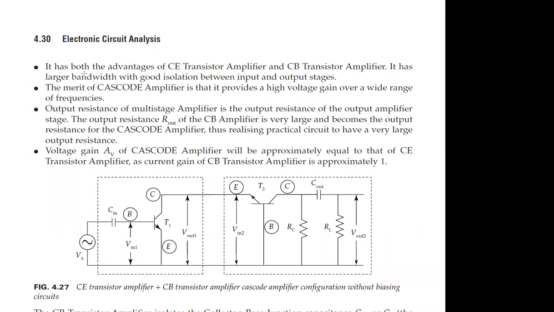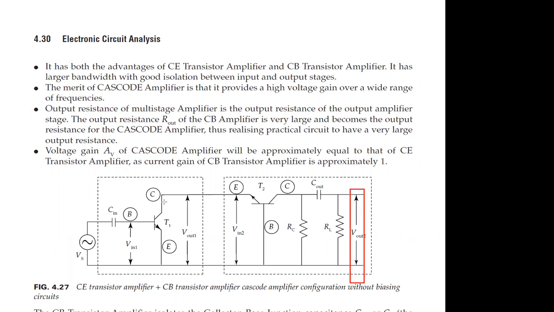Similarly, the output resistance of a multi-stage amplifier is the output resistance of the output amplifier stage. Here you can verify the output resistance of the CB amplifier is very large and becomes the output resistance of the cascade amplifier. Generally we see the output resistance; we have to look at the output resistance for the CB amplifier. Since the second stage is CB, with respect to the CB, the output resistance R0 is measured between here. The output resistance R0 of the CB amplifier is very large. Therefore, it becomes the output resistance of the entire amplifier.